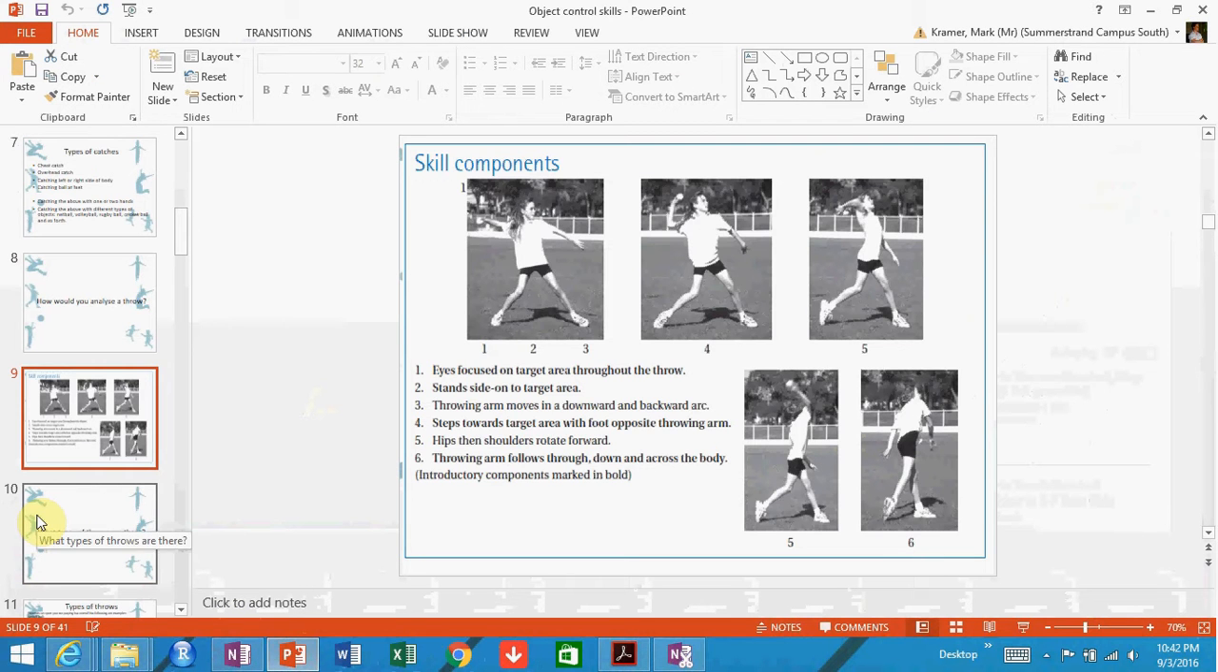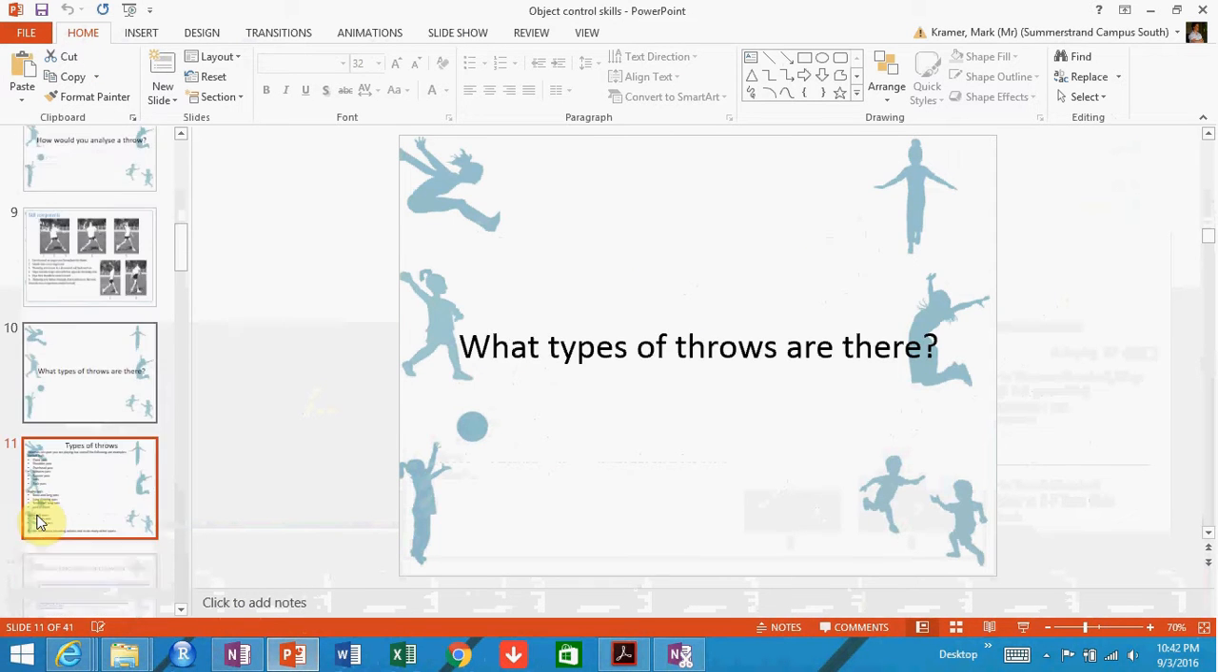Okay, so that would be the throwing action. What types of throws are there?